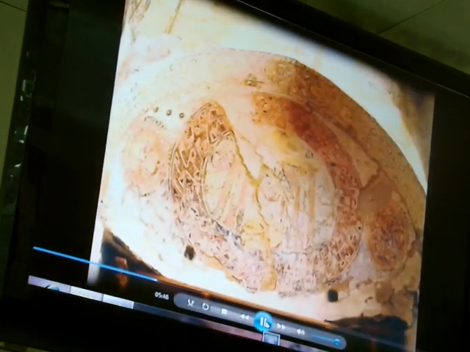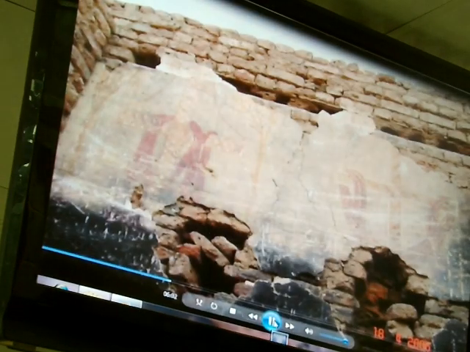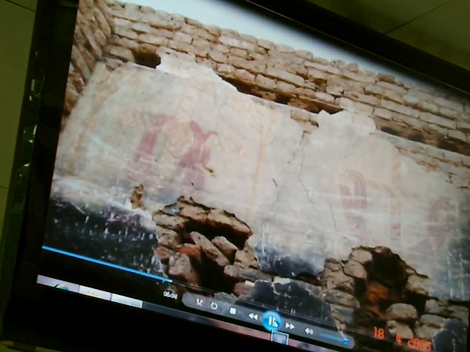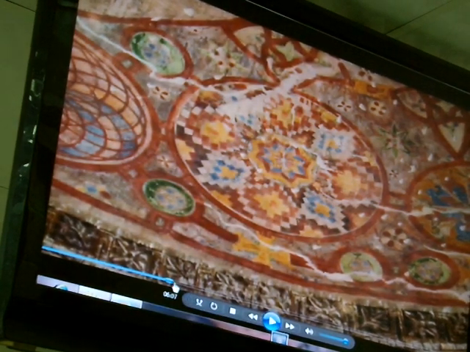Similar to this, even in Egypt or outside Egypt. This is another fresco in the southern cave. It's like an altar. Also we have some other crosses from the same art.